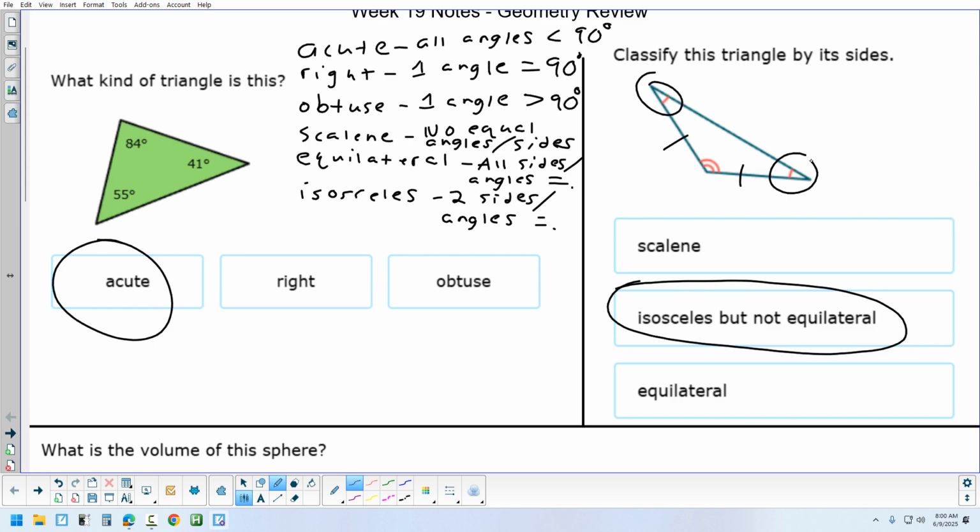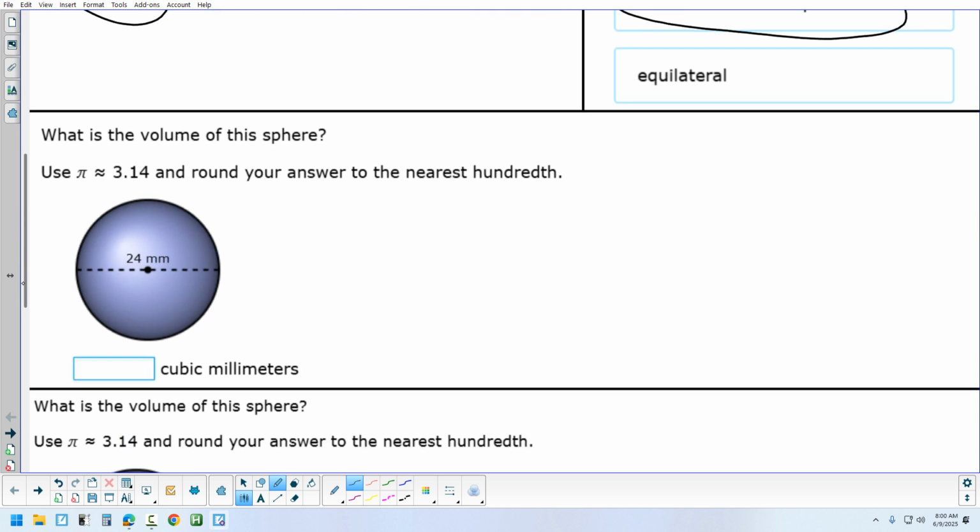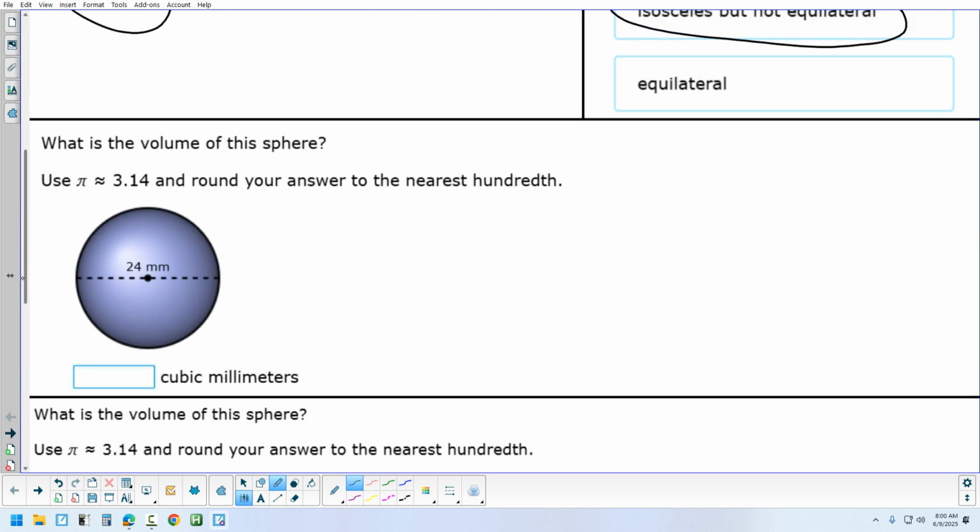All right, so that's the first IXL. Just classifying a triangle using those, I think those are the only 6 words you're going to see. Any question on the first one? Okay, so the second one is the volume of a sphere. And you're going to need that formula. So the volume of a sphere is 4/3 times pi times r cubed.